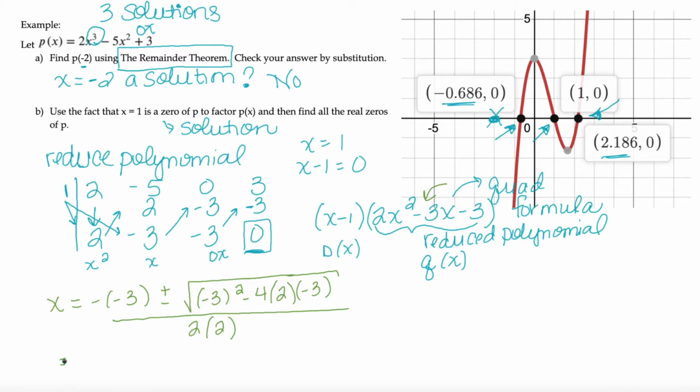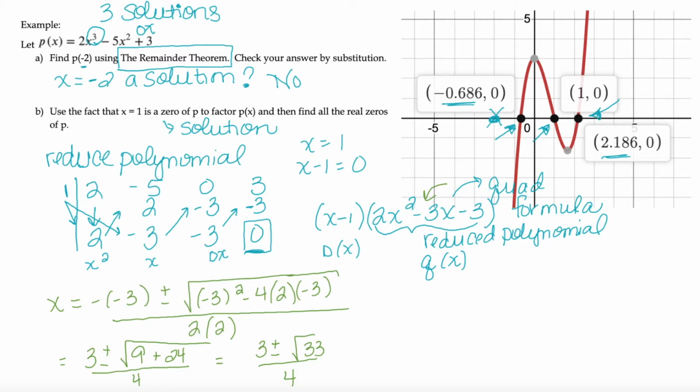This reduces to positive 3 plus or minus the square root of 9 plus 24, over 4, or 3 plus or minus the square root of 33 over 4. Now when I look at the square root of 33, 33 is not divisible by any perfect square numbers. It's only divisible by 3 and 11. Both 3 and 11 are not perfect squares, so I'm not able to reduce this any further. And notice it's in its exact form.